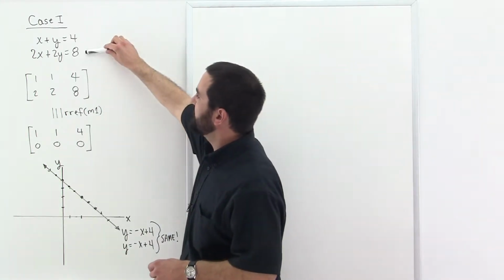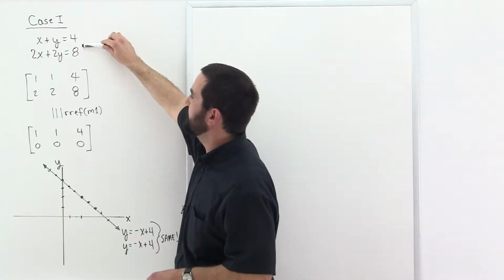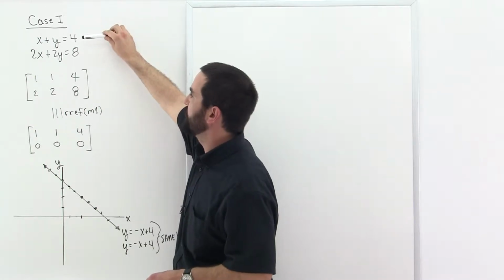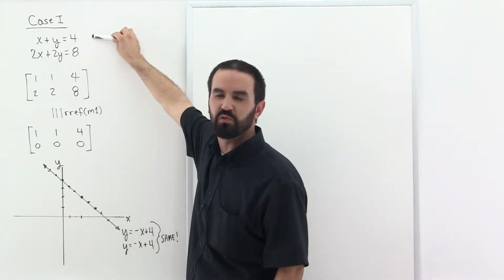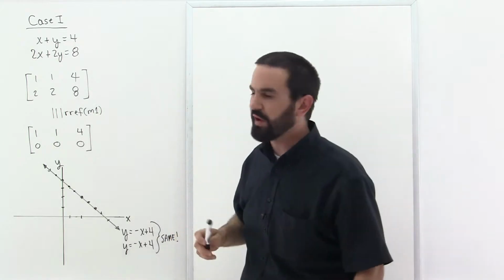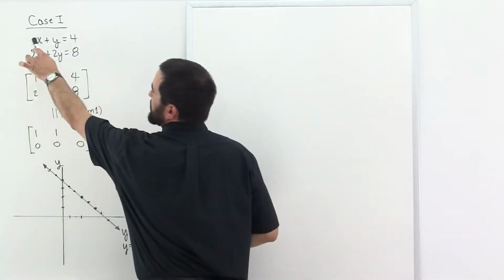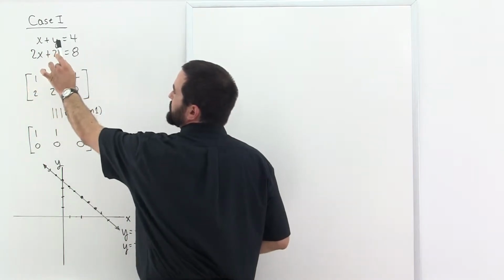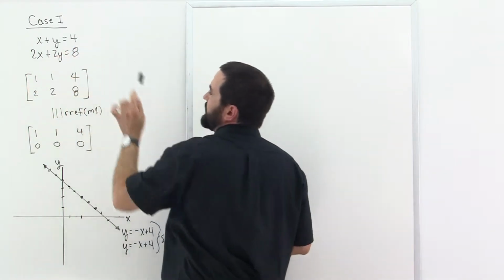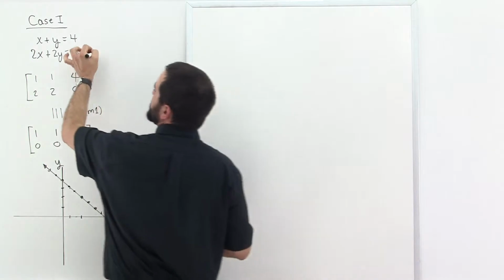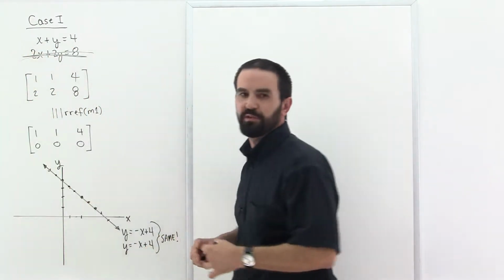So in fact, we see that this second equation is simply an integer multiple of the first. That is, if we multiply the first equation times 2, we will obtain this second equation. So 2 times x is 2x, and 2 times y is 2y, and 2 times 4 is 8. So we see that this second equation is not revealing any new information, right?